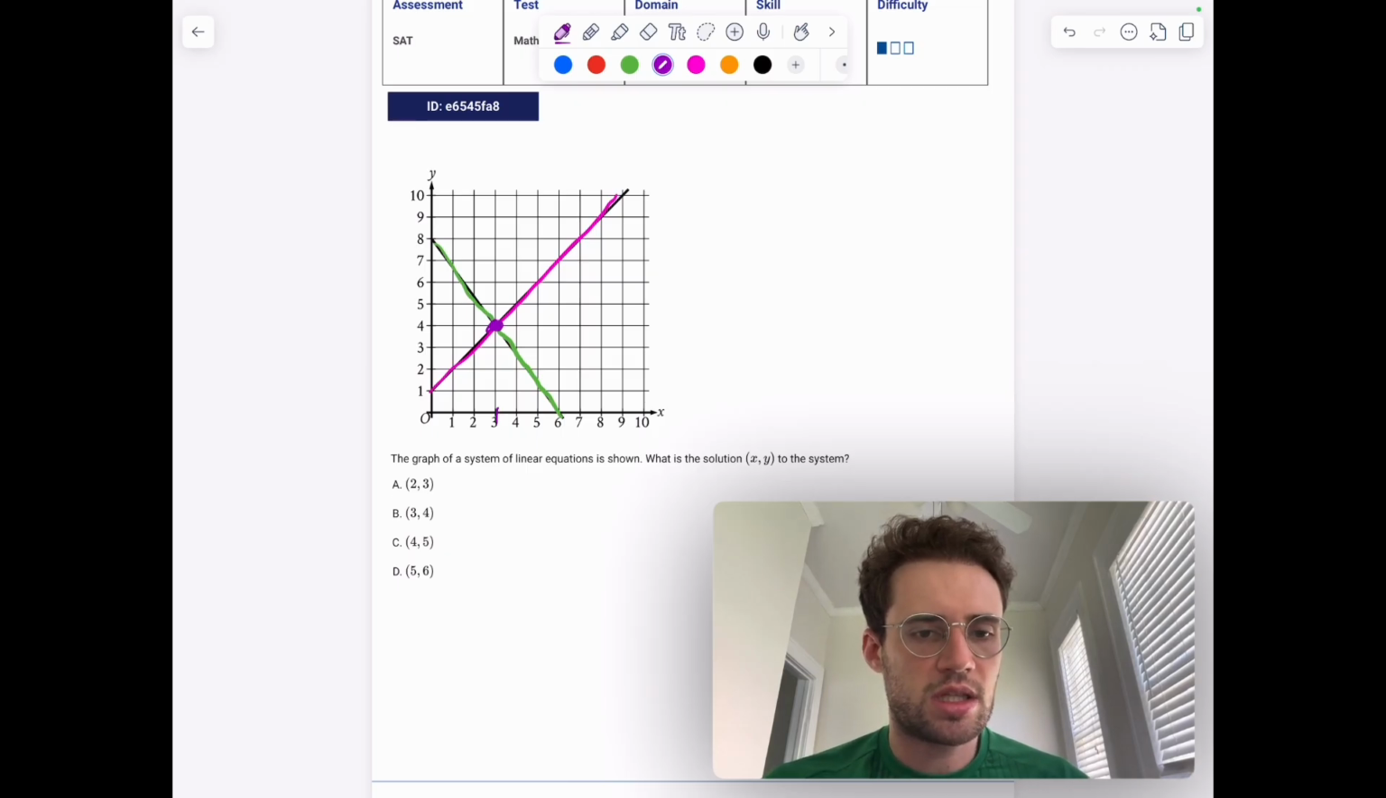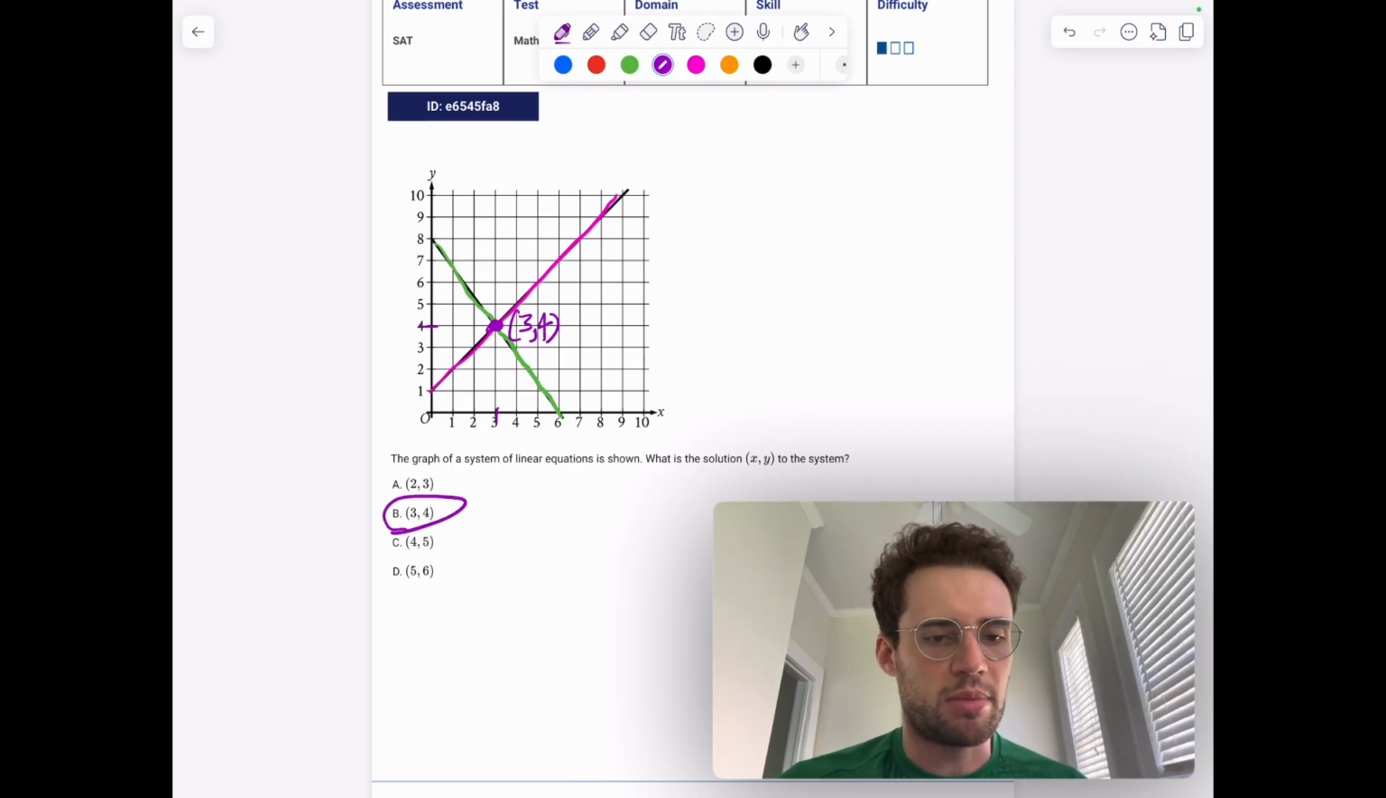So it's 3 to the right and 4 up, so you'd write that as 3 comma 4. Right? The x value is 3, the y value is 4. That is option B.